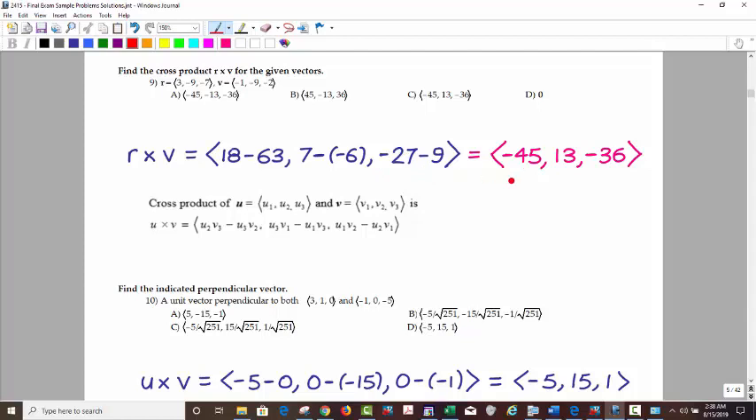And there you go. So just add those up. Once you get that, it's easy. And you're going to get negative 45, 13, negative 36. You have to be careful. These answers are very similar. The first three are similar looking.